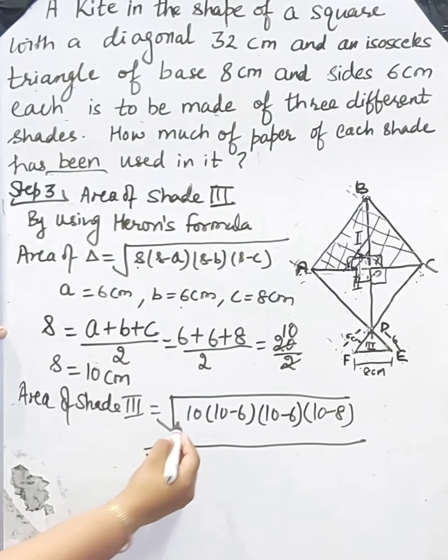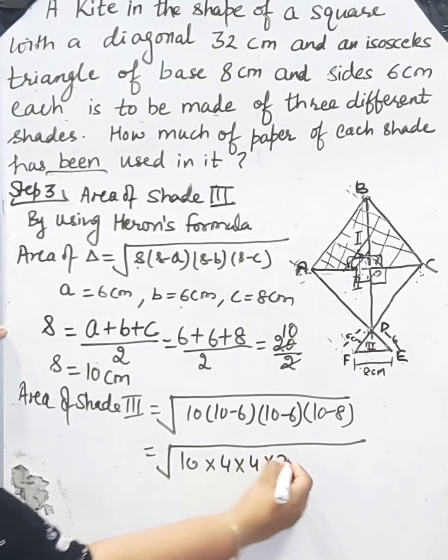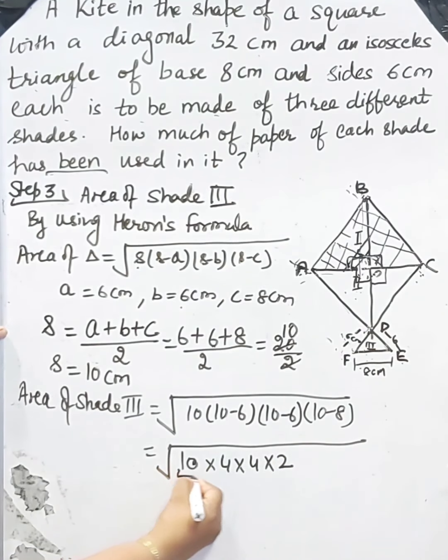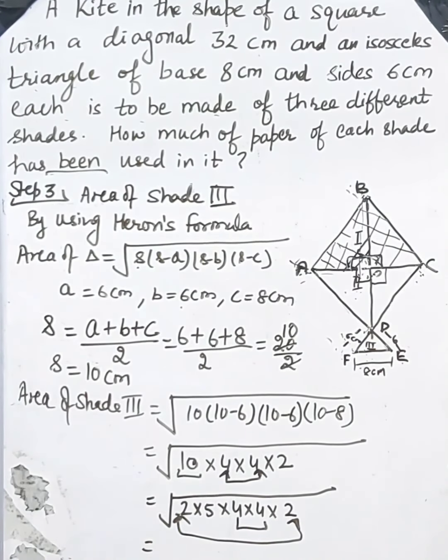Then it will become 10 into 4 into 4 into 2. Now we have to reduce 10 into its lowest form. 4 is already here, therefore no need to make its prime factors. 2 into 5 into 4 into 4 into 2. Now make pairs of the same numbers and bring out one number from each pair.